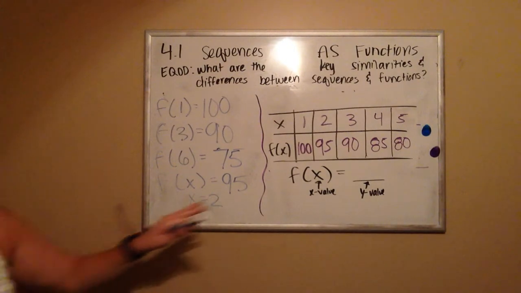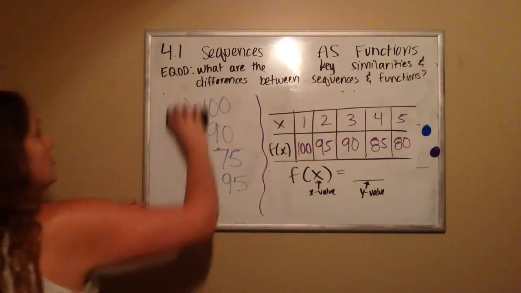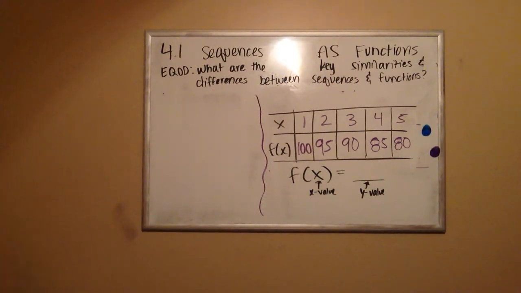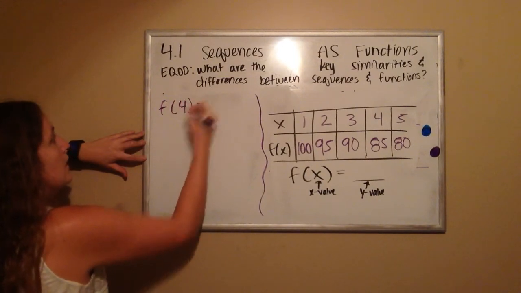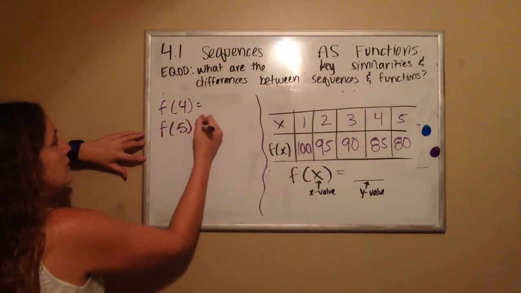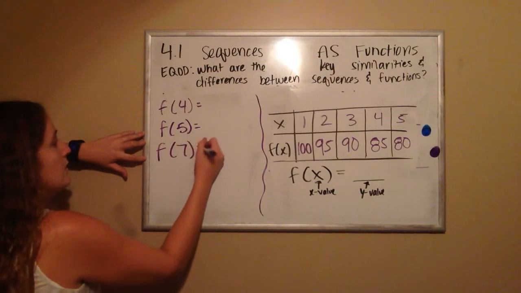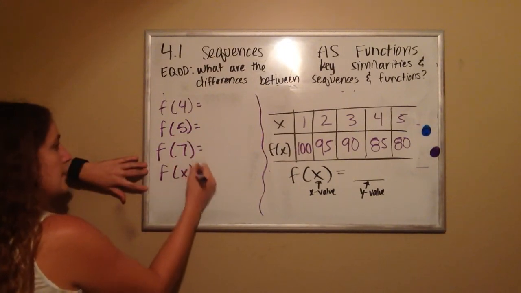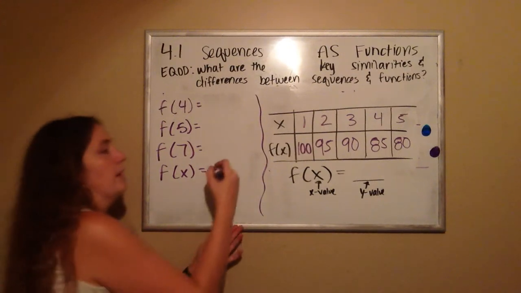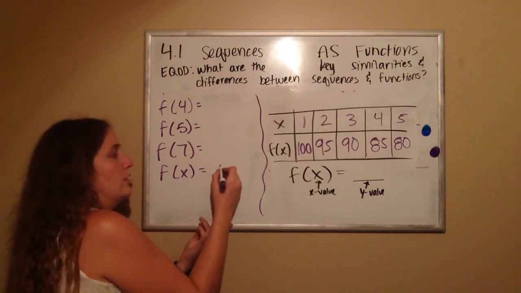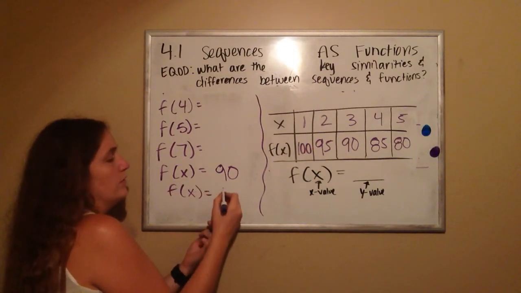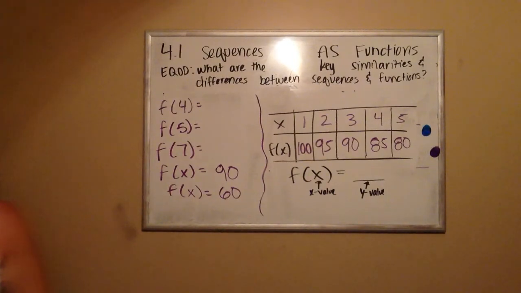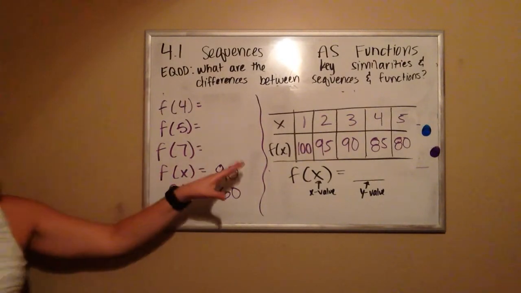Okay, I'm going to give you some to try. I want you to use this exact same chart, but answer these function notations either right underneath or on the left-hand side, either way. I want you to find what f of 4 is, what f of 5 is, what f of 7 is, and then find the x value when I tell you the output is equal to 90, and the x value when I tell you the output is equal to 60. Go ahead and answer those 5, either right underneath or on the left-hand side.